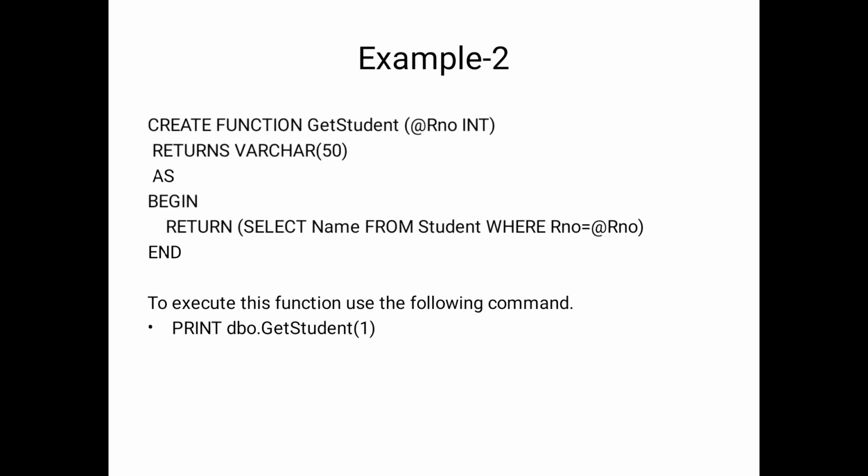3 is also not equal to 1. 4 is also not equal to 1. Please observe the condition here. Here the @rollnumber value is 1. We have roll numbers 1, 2, 3, 4. 1 is equal to 1, so Ram is displayed. 2 not equal to 1, 3 not equal to 1, 4 not equal to 1. So here we received the output as the name Ram only, because only that condition is satisfied. I hope all of you understand about scalar functions.